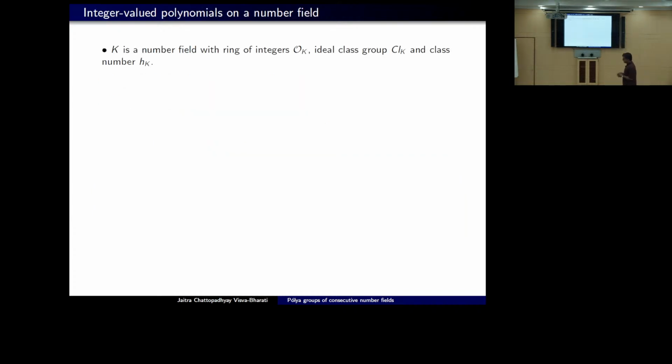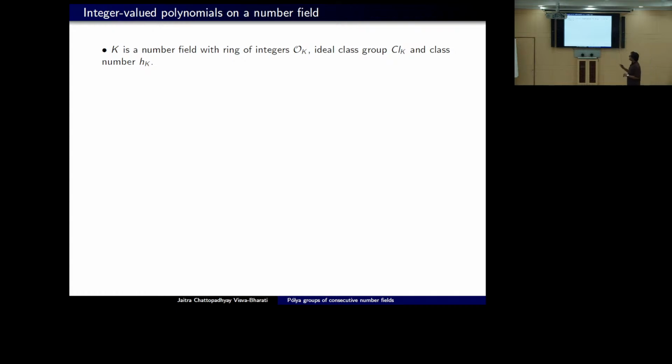So now we take this concept a little bit further and ask the same thing for a number field. So what is a number field? A number field is a finite extension of the field Q. So for example, Q adjoin root 2, Q adjoin cube root 2, like this.